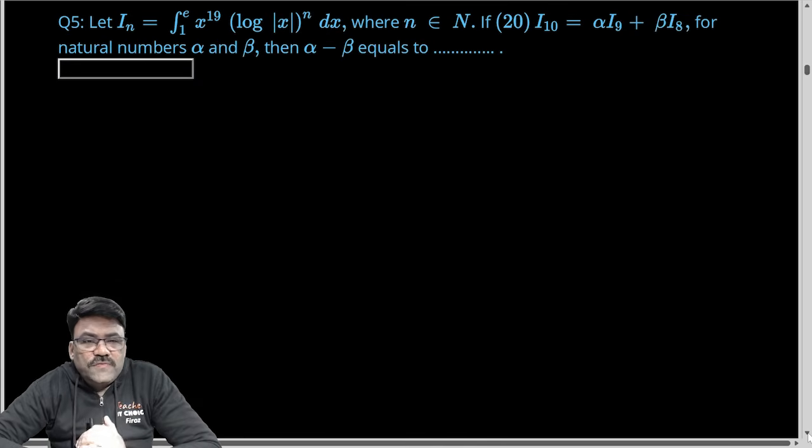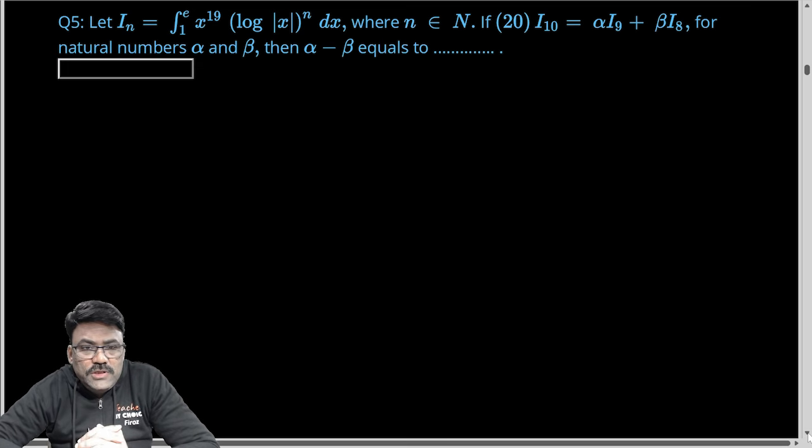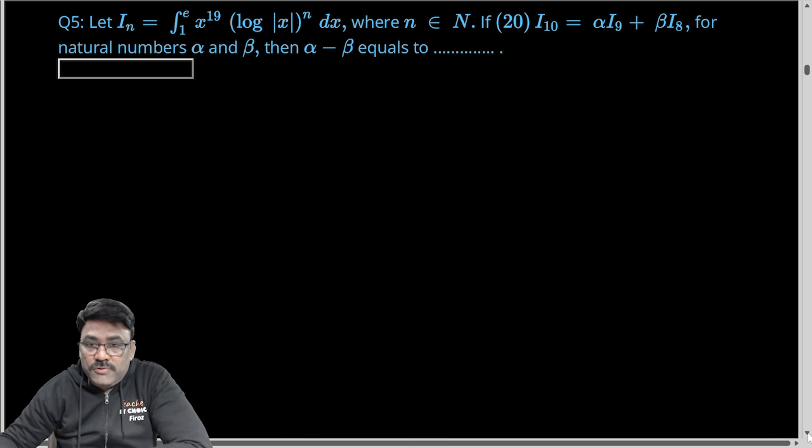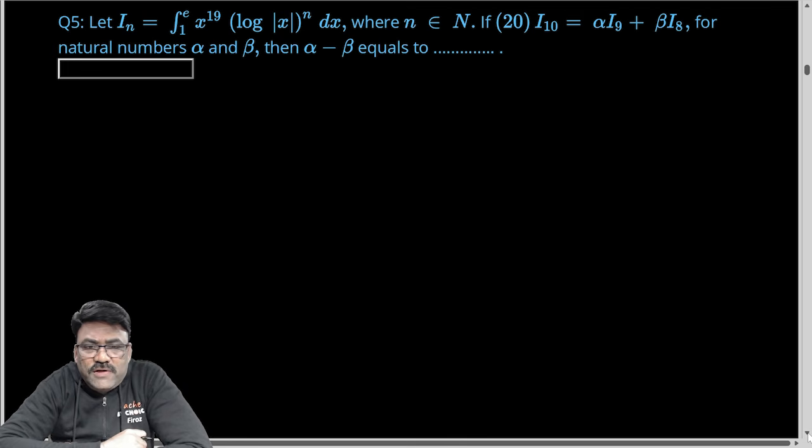See this question. This is from definite integration. You are given an integration I_n, the integral from 1 to e of x raised to 19 times (log |x|) raised to n dx. And one more relation is given: 20 I10 equals alpha I9 plus beta I8. So what is alpha, beta here? Alpha minus beta, exactly, they are asking.